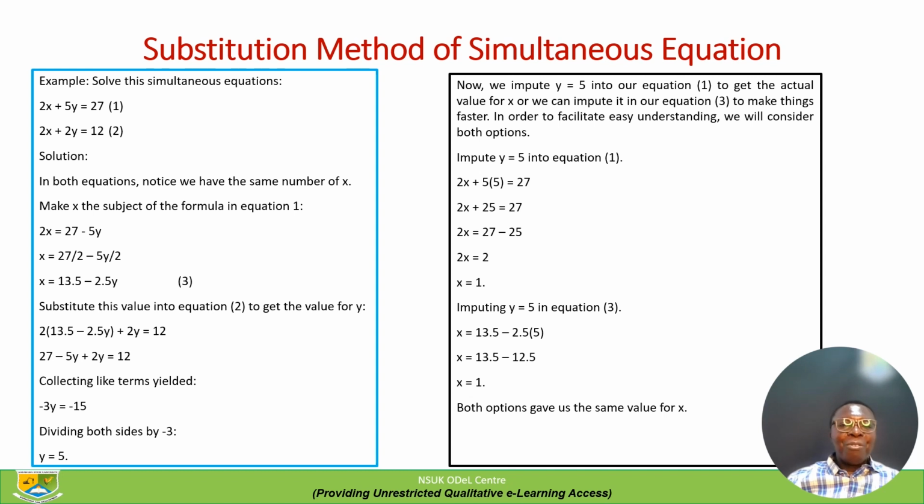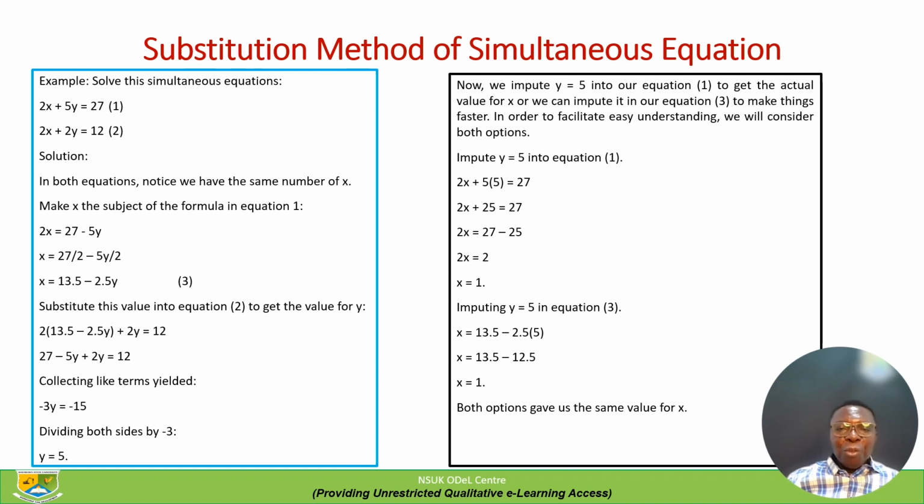So we'll have 2x plus 5 times 5 equals 27. And so we have 2x plus 25, because 5 times 5 gives 25, equals 27. So when we have 2x equals 27 minus 25, the simple answer will be 2x equals 2. If you divide both sides by 2, you will have x equals 1. I think this is express.